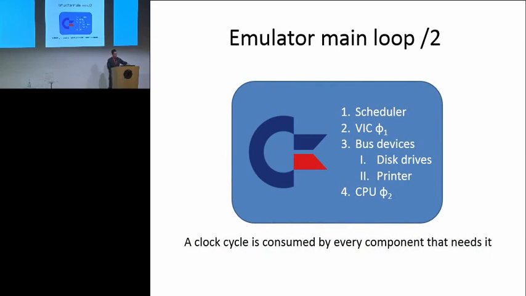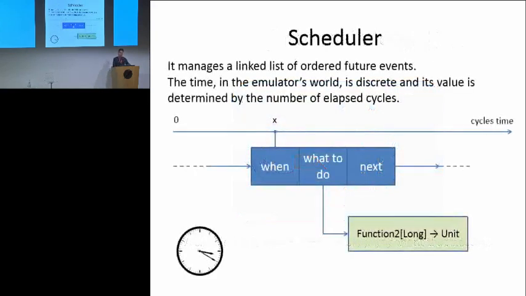The emulator main loop. We have the scheduler, we have to schedule events, we have to display things on the video. We have to emulate the drives, the printer, the CPU. A lot of things with one thread. We have a scheduler inside where we can schedule events, and all the chips use this scheduler to schedule events.